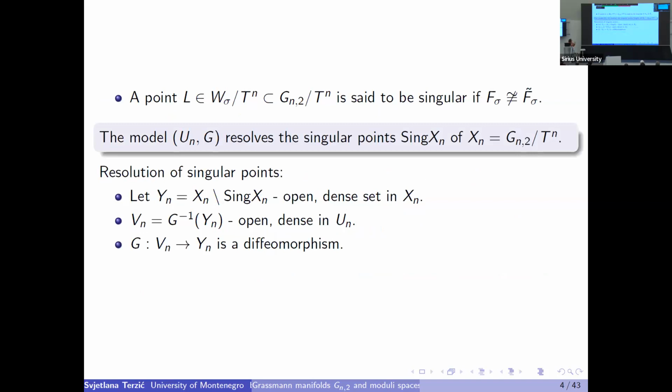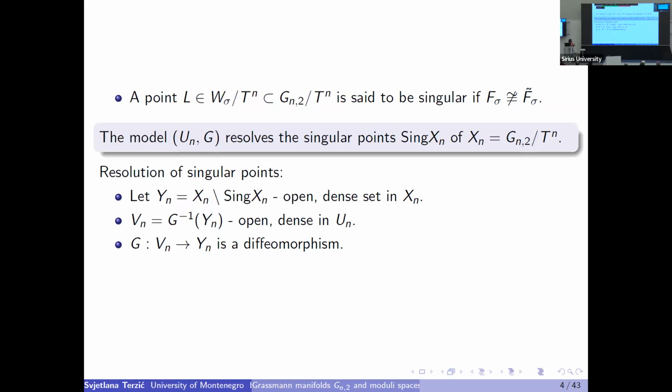And then, as I said, when we described this stratification, we assigned to each stratum a space of parameters, which is the orbit space by the action of the algebraic torus, and a virtual space of parameters, which is actually a subspace of this smooth compact manifold Fn we introduced. And we set a point on the orbit space of the Grassmann manifold to be singular if these spaces are not homeomorphic. And we actually proved that our model resolves the singular points on the Grassmann manifold Gn2.